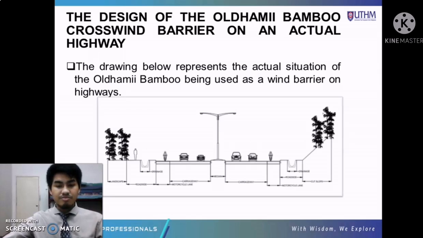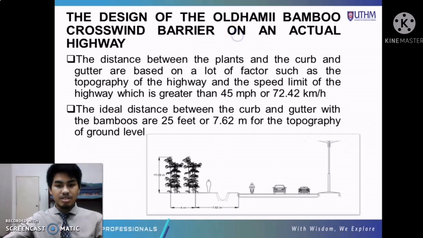This is the drawing of the cross section of the highway. If we were to put the bamboos at the highway, as you can see at the left, that is on the flat topography of the earth, and at the right is a slope topography, showing how the positioning is done.